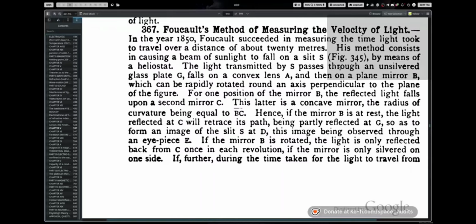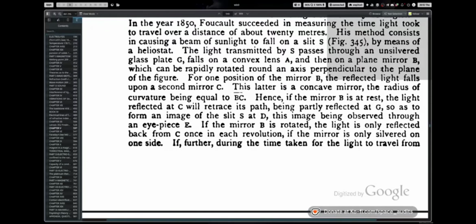Light transmitted by S passes through an unsilvered glass plate G, falls on a convex lens A, and then on a plane mirror B, which can be rapidly rotated around an axis perpendicular to the plane of the figure. For one position of the mirror B, the reflected light falls upon a second mirror C. This latter is a concave mirror, the radius of curvature being equal to line BC.